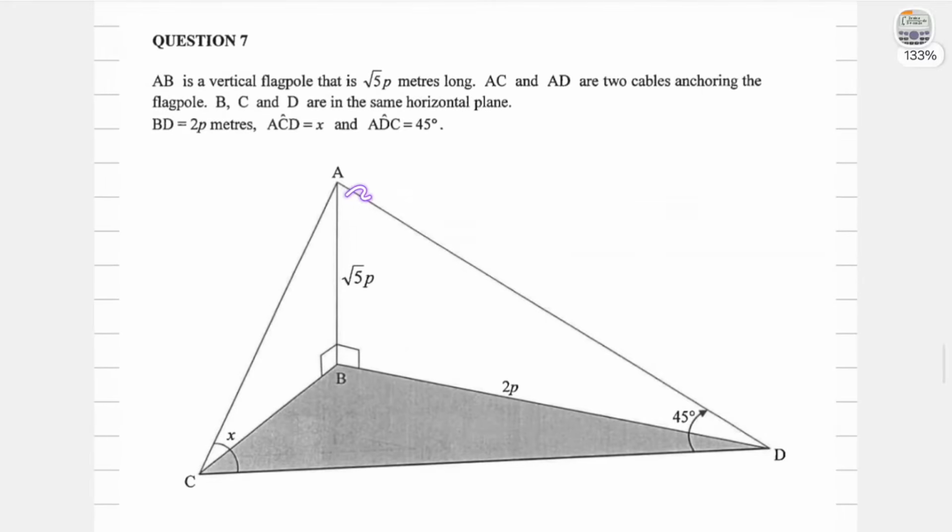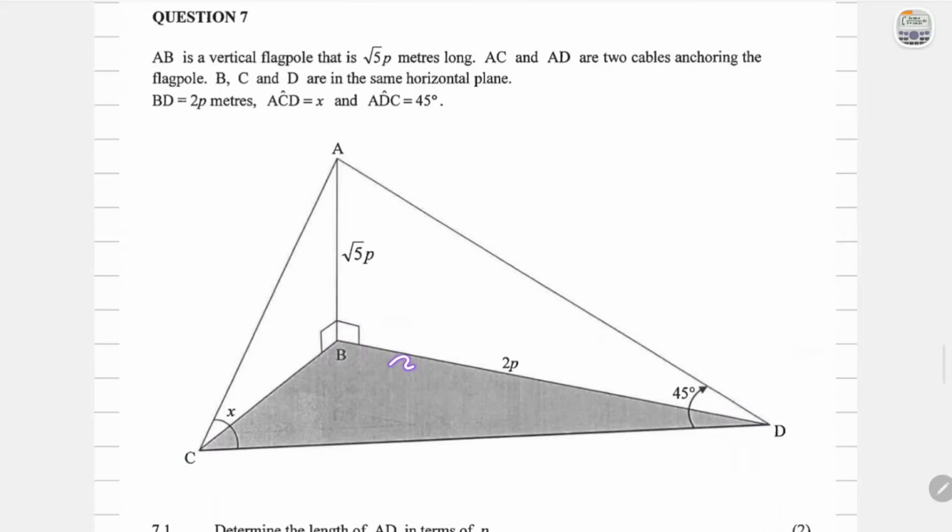Question 7 says AB is a vertical flagpole that is square root of 5 p meters long. And then AC and AD are two cables anchoring the flagpole. B, C, and D are in the same horizontal plane. And then we are also given that BD is 2p meters and ACB, this angle over here, that is x, and ADC, this angle over here, is 45 degrees.